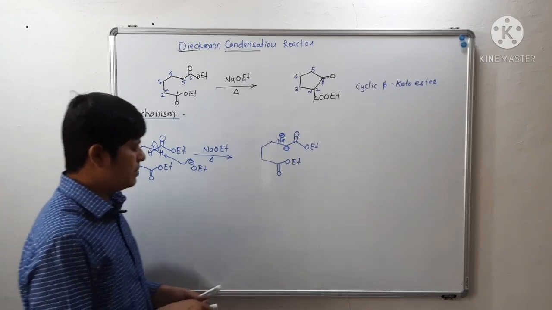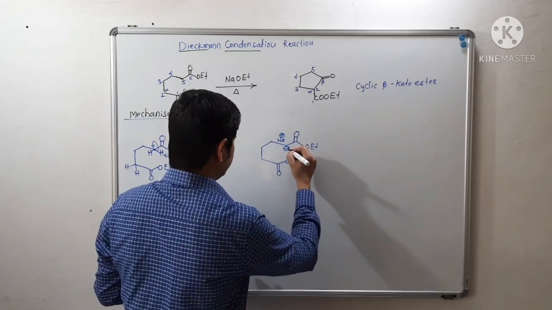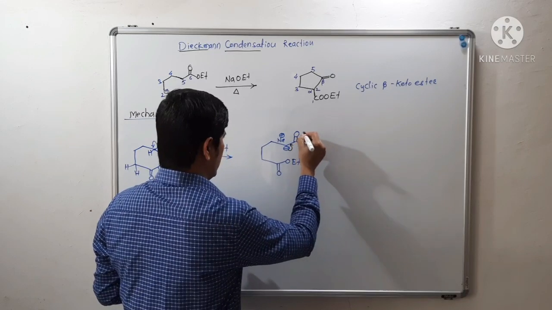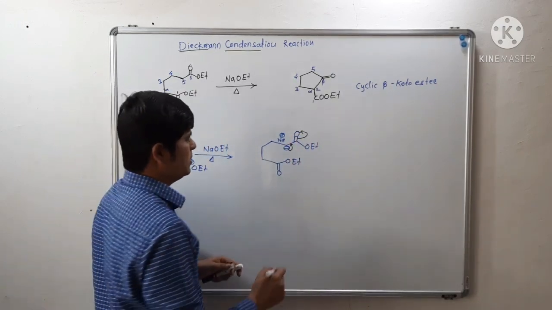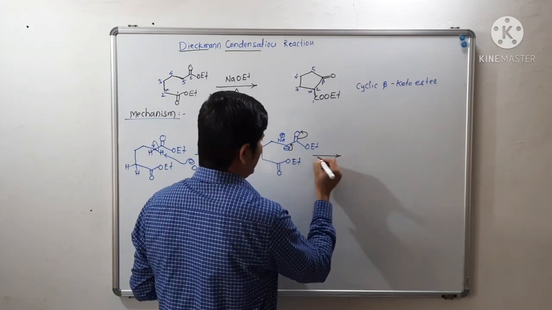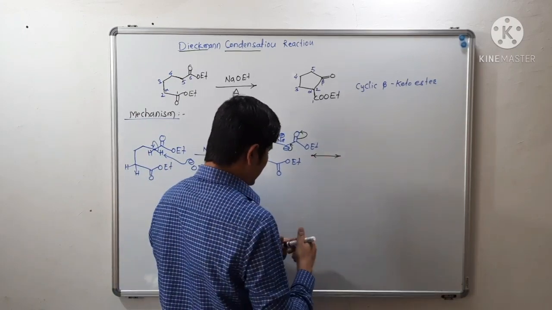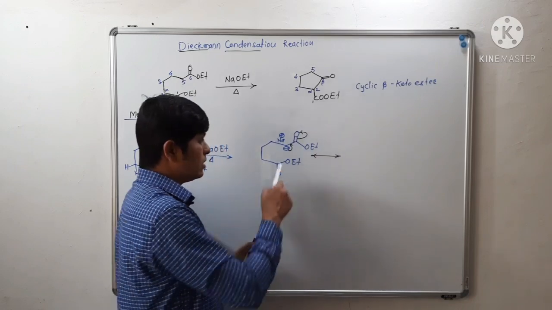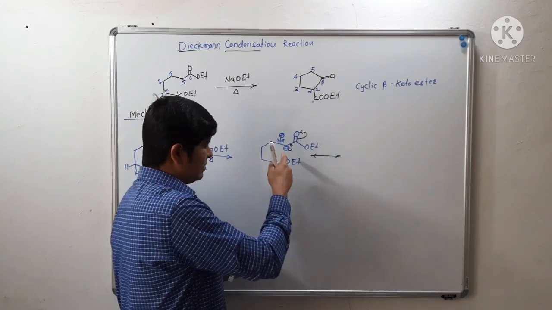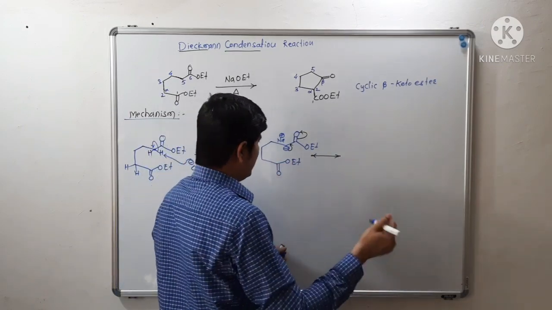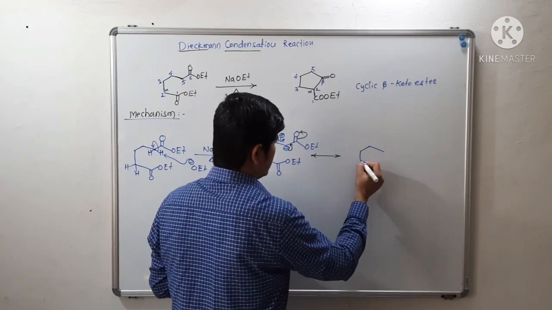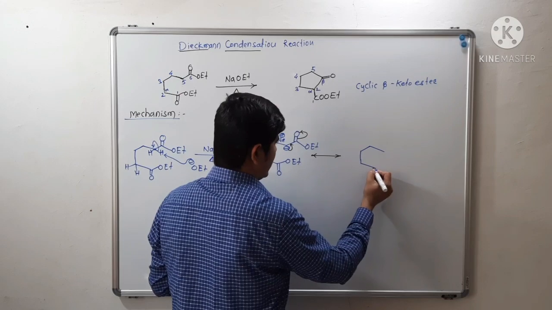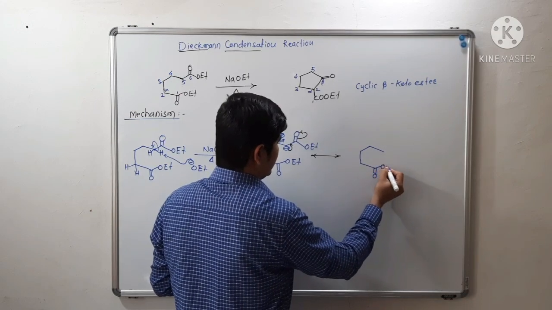Now this carbanion will enolize, as there is an alpha carbonyl group at this position, an ester carbonyl. So we can have a resonating structure. We can write an enolate anion for this carbanion.